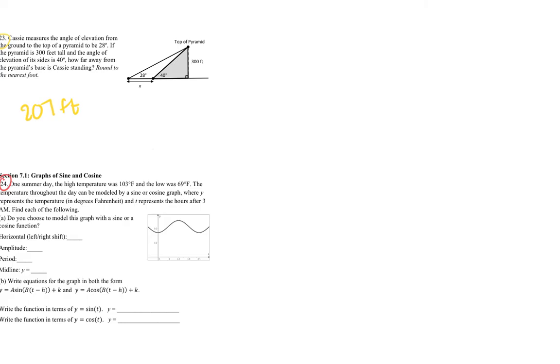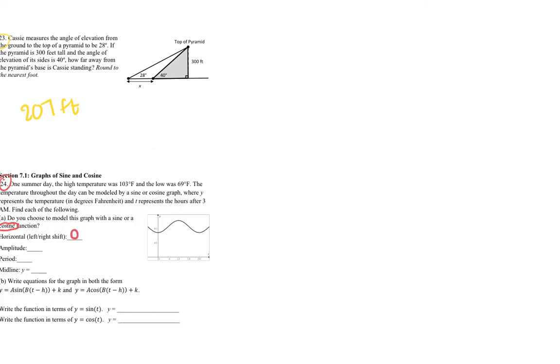Okay, so it's asking us to choose a model for this graph with either a sine or cosine function. So we're going to pick cosine because it is a little bit easier to do cosine, because it starts at a peak or a valley, and that's what this graph does. And so we won't have to do a left or right shift. If we were to choose sine, then we would have to do a left or right shift. But we're going to pick cosine, so our shift is going to be 0.